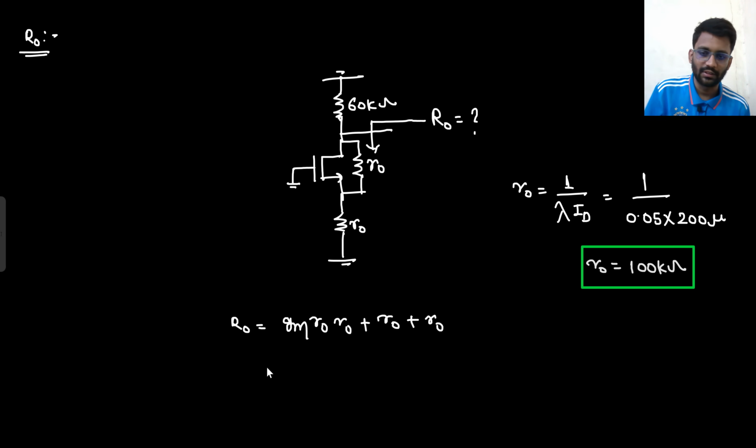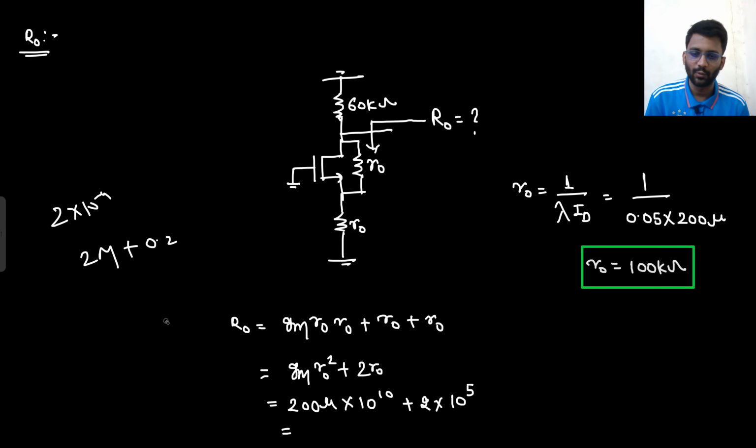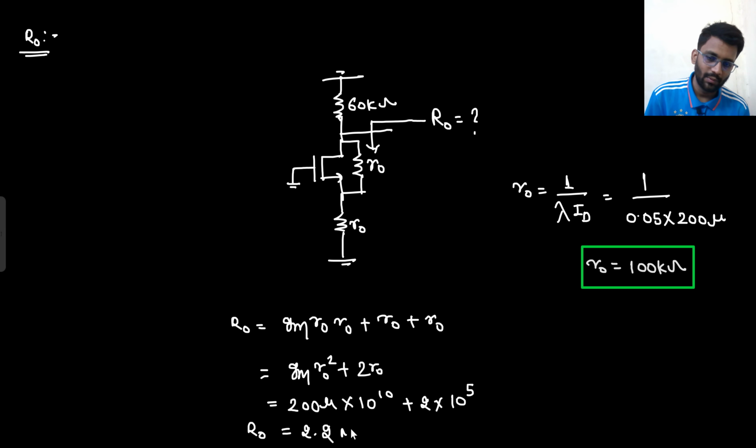I hope you remember it. So this is the final answer: Gm R naught square plus 2 R naught. Let's just put the value. Gm value we got was 200 micro, into R naught square, which would be 10 to the power 10, right? 10 to the power 5 squared is 10 to the power 10, plus 2 into 10 to the power 5. So if you solve it, what do you get? 2 into 10 to the power minus 4 into, so 2 mega plus 0.2 mega, so 2.2 mega ohm. So the R naught value you are getting is 2.2 mega ohms.